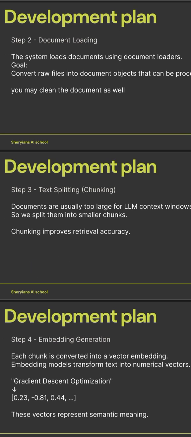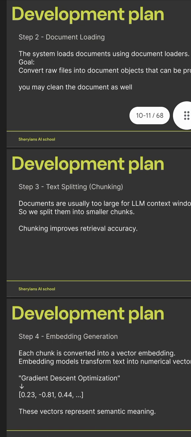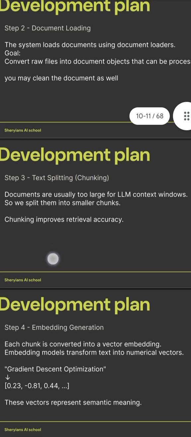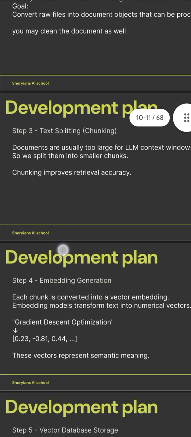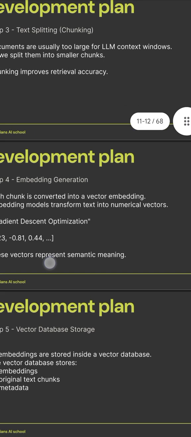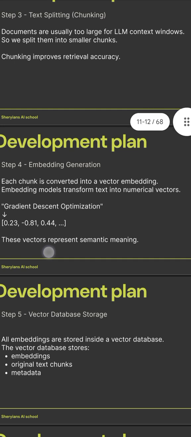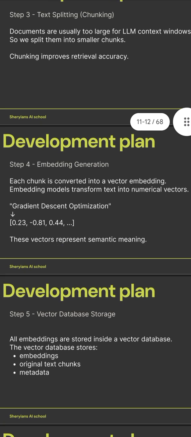Context window means how much they can take at once. So documents are usually too large for LLM windows, and we split them into smaller chunks. Chunking improves retrieval accuracy. Then we have the next step, embedding generation. Each chunk is converted into a vector embedding. Embedding models transform text into numerical vectors.